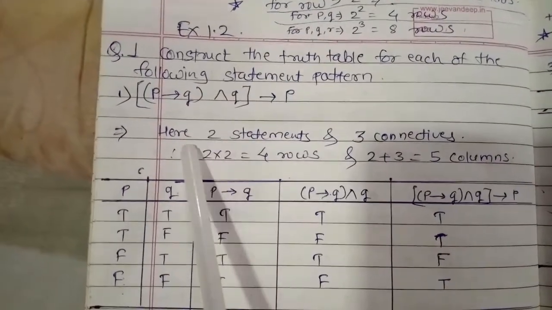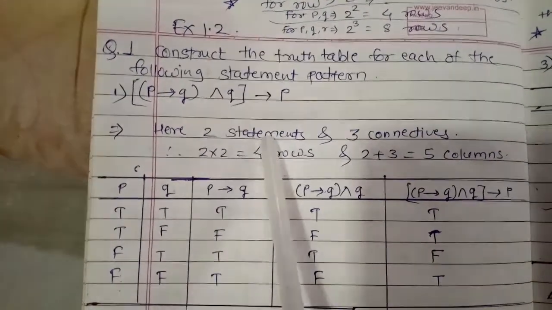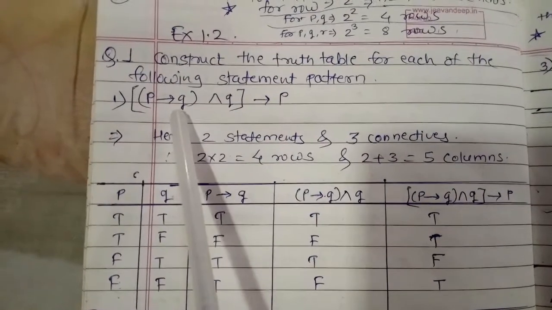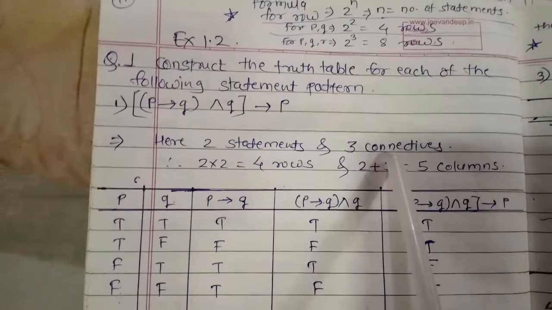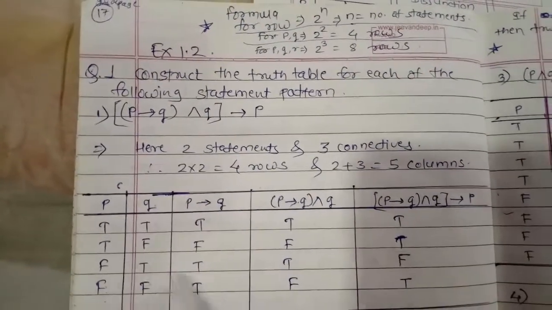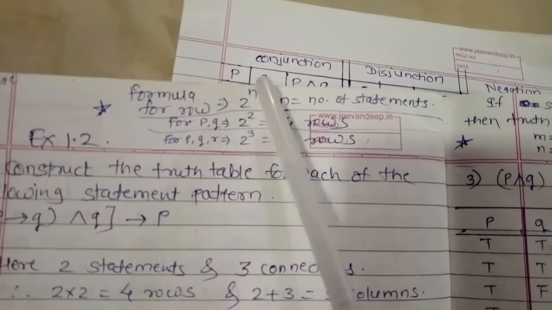So here two statements are there, and see how many connectives there are. 1, 2 and 3. So there are 3 connectives. The formula for writing this table is like this: it is 2 raised to n.